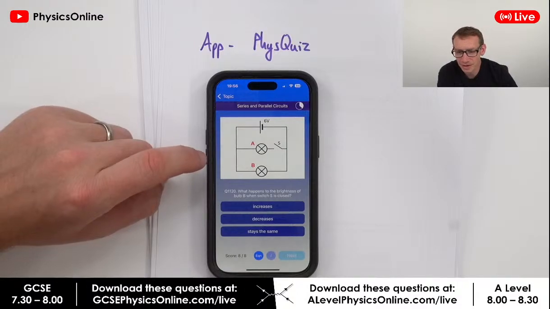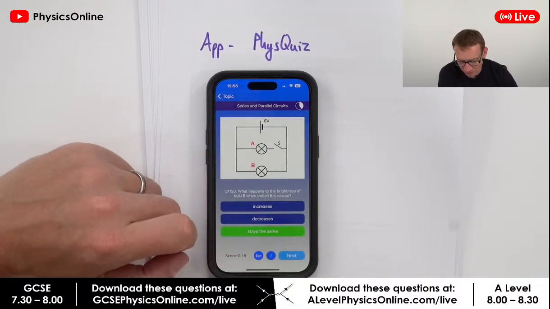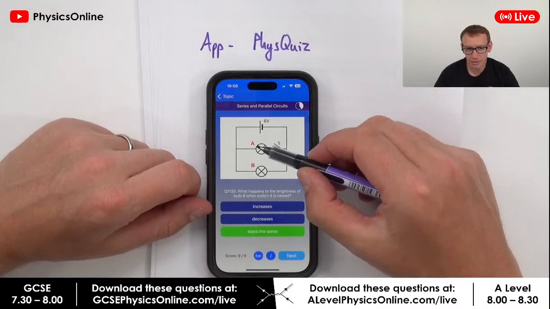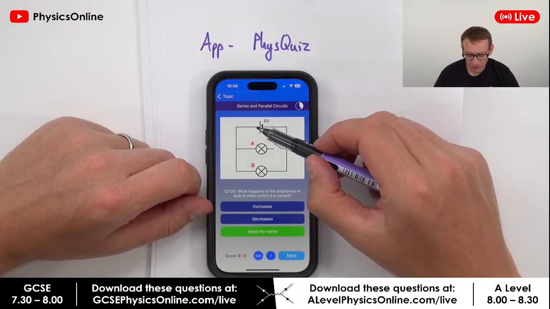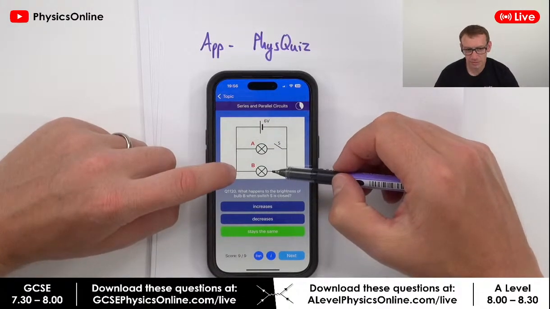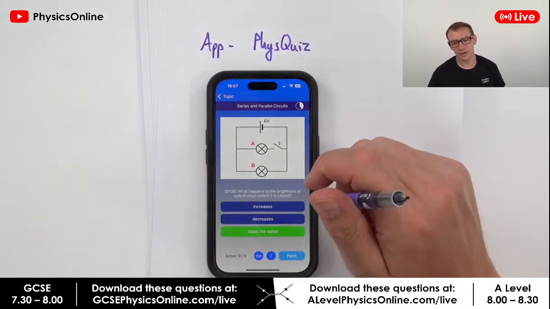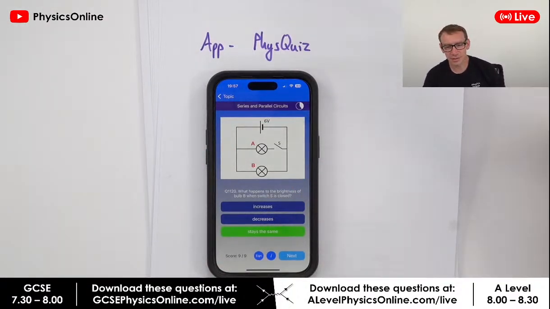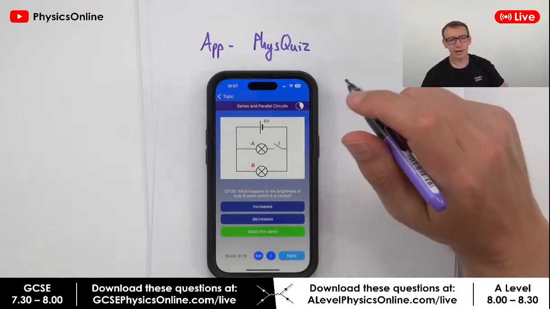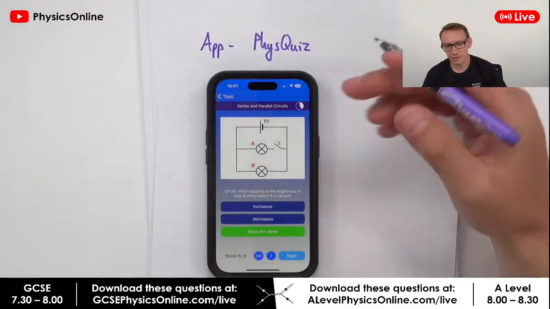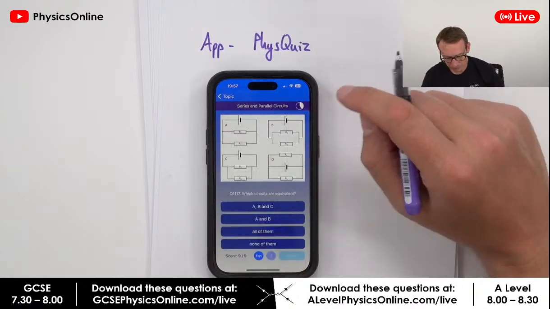Jack saying C. It's going to stay the same because even though there's going to be a current now going to A, we're going to have the same potential difference across B at all times, and therefore, because we've got parallel parts of that circuit, it's going to stay the same. As you add more light bulbs in parallel, the brightness of each one stays the same.